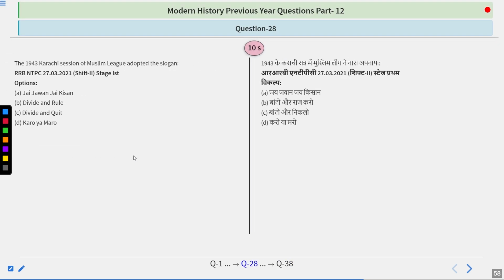The 1943 Karachi session of the Muslim League adopted the slogan: Jai Jawan, Jai Kisan, divide and rule, divide and quit, karo ya maro. So take your time and think about it.